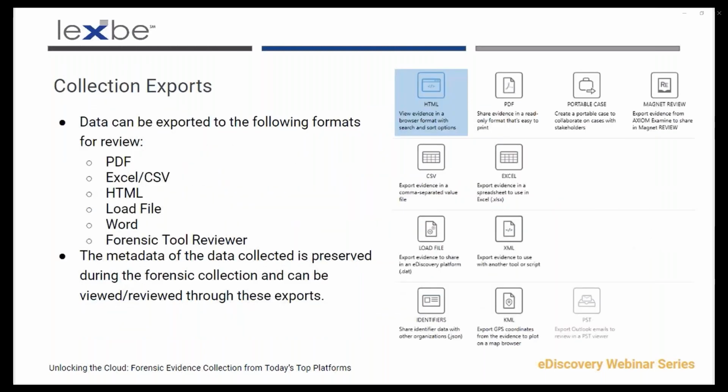And then here's a little more information about the exports that we can do. So this is an example from Axiom. Shows a different type of export formats. So we can do the main ones like load file, PDF, Excel, CSV.